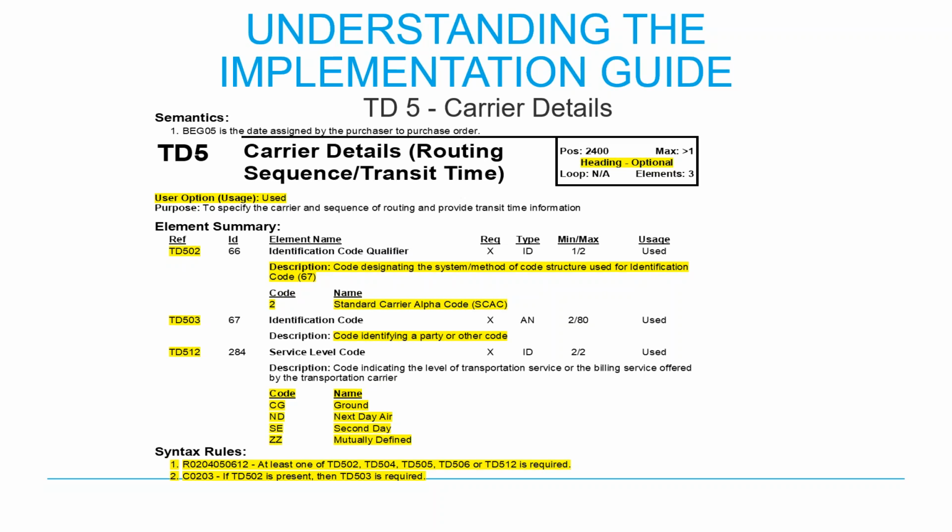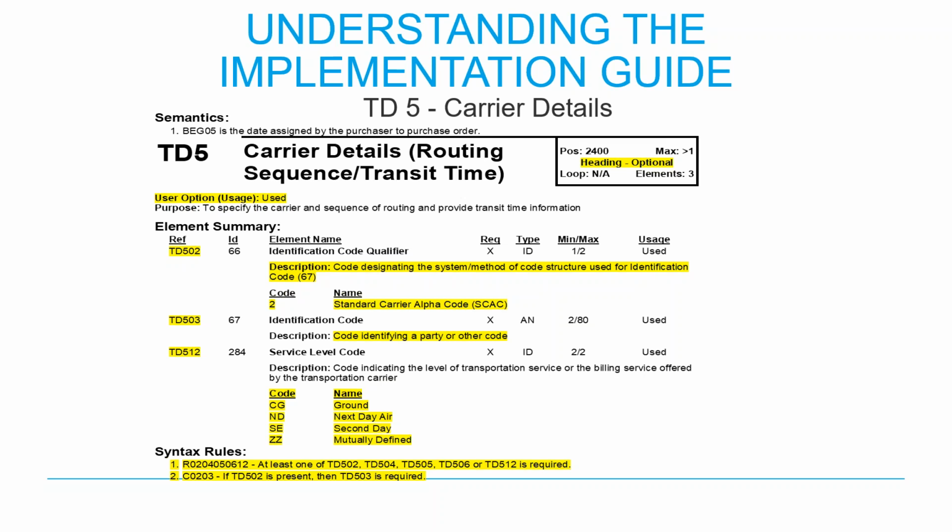It's the qualifier. It's telling you that this X means it's not required, but under usage, you can see that it is used. And the description means it's a code designating the system method of code structure used for identifying the code. So we call these qualifiers. So the qualifier that they would be sending for this is 2, and 2 stands for your standard carrier alpha code, which is your stat code. I'm sure you've all heard of that. In the TD503 they're telling you they want you to send the actual stat code.